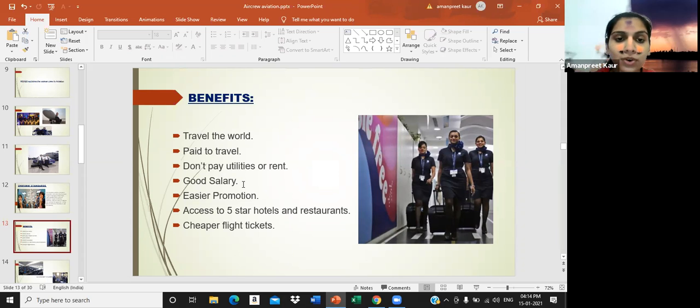And good salary, of course. The salaries of the people working in the cabin crew are often seen to be more as compared to the people working in other sectors. Then easier promotion. The promotion scale is easier, or we can say it's more frequent as compared to other sectors. Then access to 5-star hotels and cheaper flight tickets.